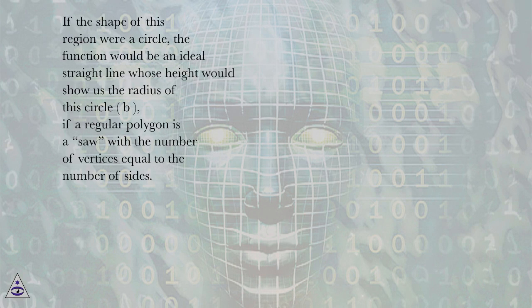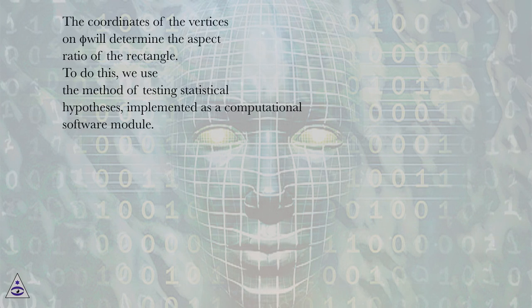If the shape of this region were a circle, the function would be an ideal straight line whose height would show us the radius of this circle. B. If a regular polygon, it is a saw with the number of vertices equal to the number of sides, and the coordinates of the vertices on phi will determine the aspect ratio of the rectangle. To do this, we use the method of testing statistical hypotheses, implemented as a computational software module.